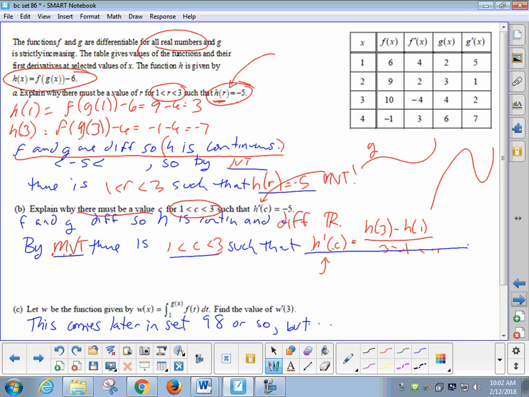H of 3 and H of 1 you already have from previous work. H at 3 is negative 7. H at 1 is 3 over 2. Okay, look at that. It is indeed negative 5. You follow? Okay.